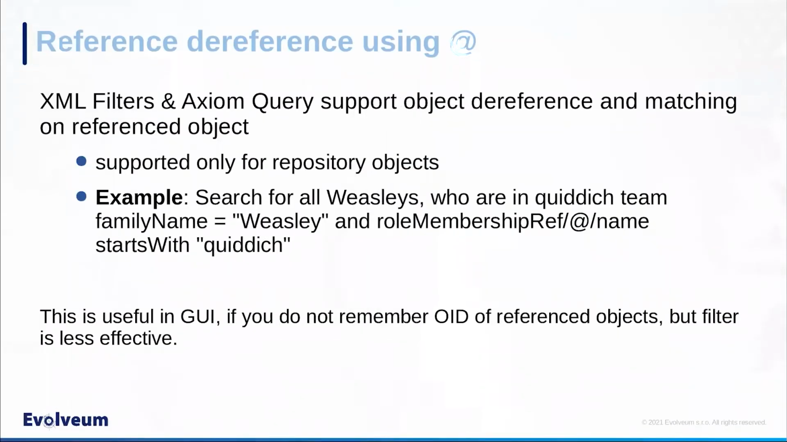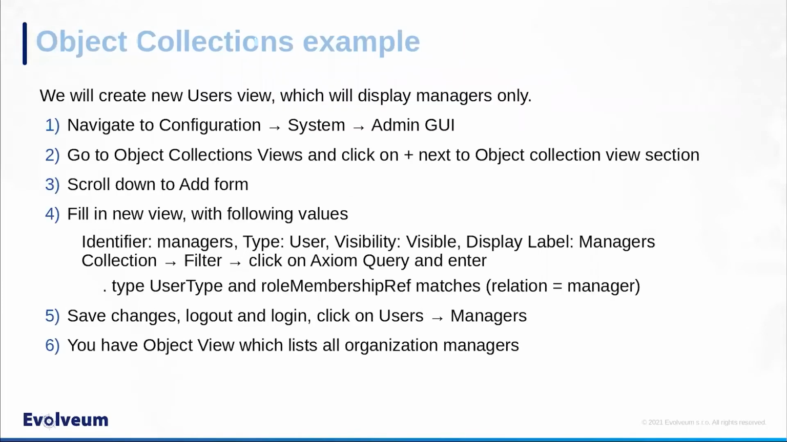As I mentioned, this filter is mostly useful for the GUI if you do not remember correct OIDs and want to search members of a specific group, or based on some other criteria. But the dereference is a bit less effective if you use it. So if you need higher performance filters, OIDs are still the way to go.